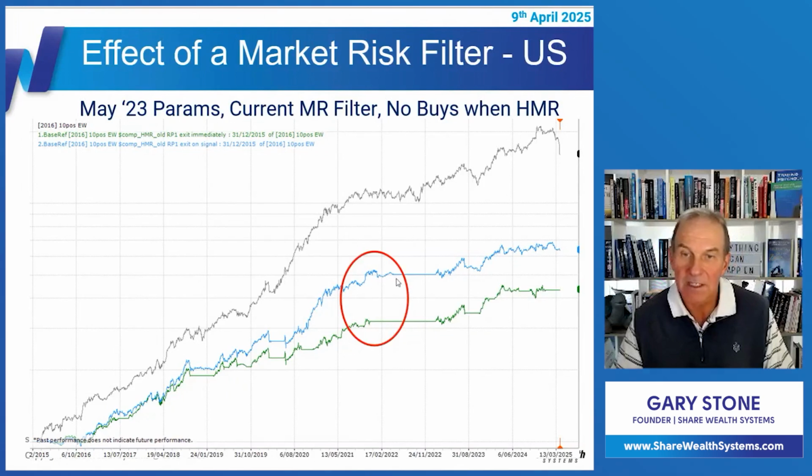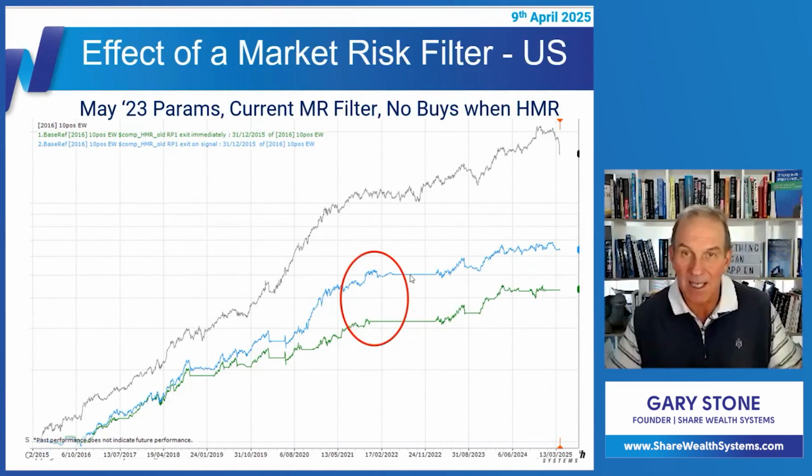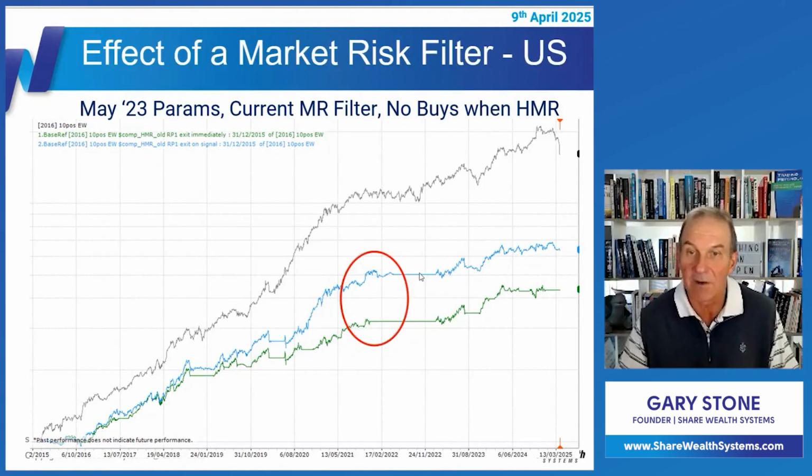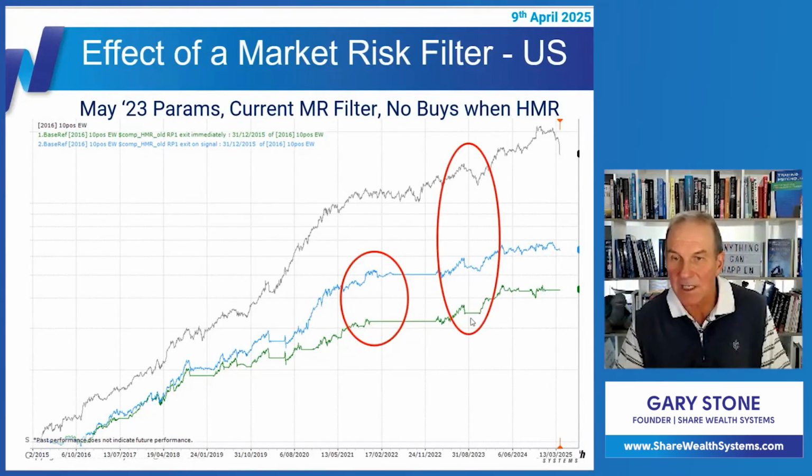We got to a point, this is 2022, where there were no new entries taken because we were below, high market risk. The NASDAQ had given an exit and hadn't given a re-entry. So with the green and the blue, they're quite a long way below. Now, I'm not showing you the numbers over here. This is all just very relative. It doesn't matter what the numbers are on the right-hand scale, but you can see that with the filter, they both underperform.